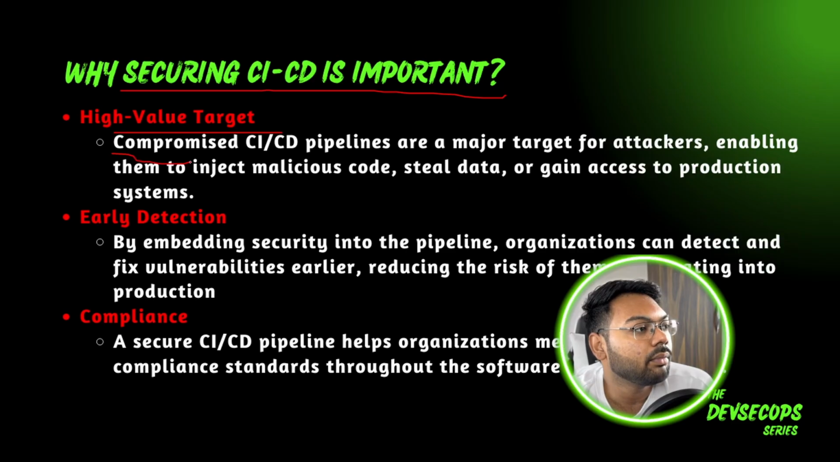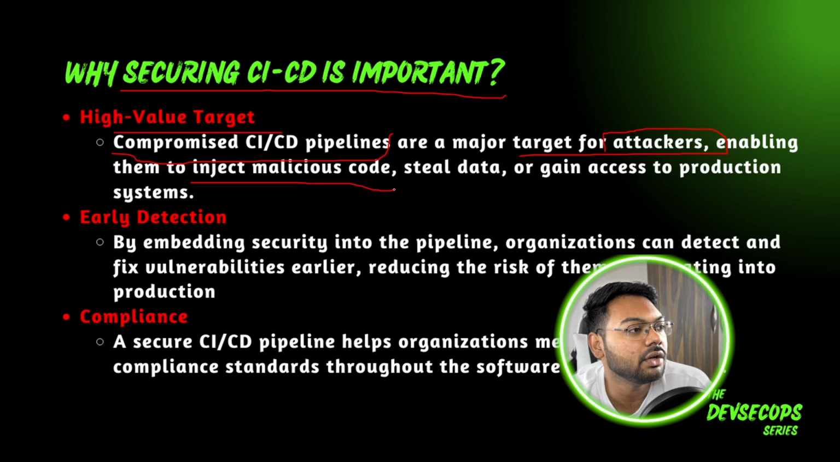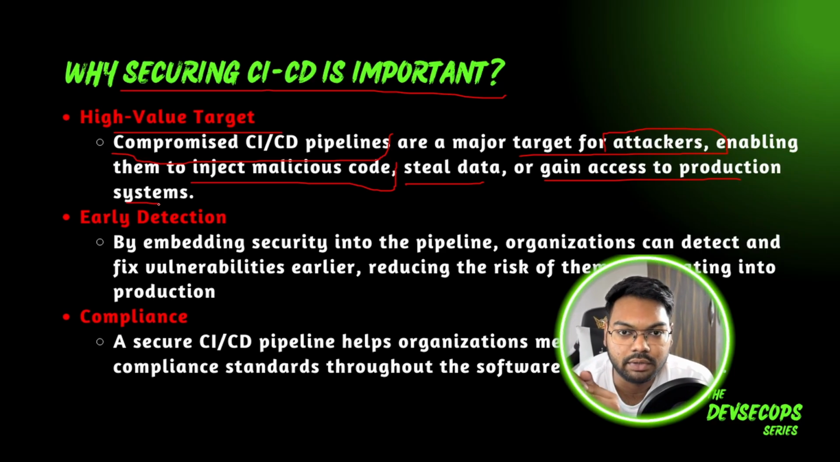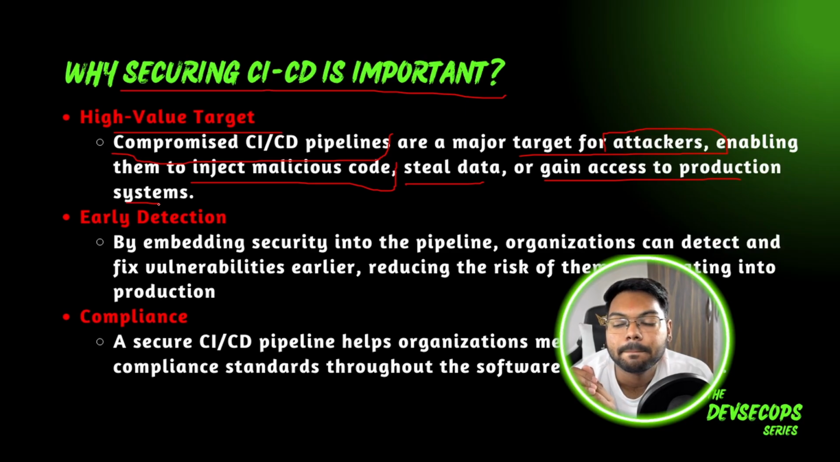Now, compromised CI/CD pipelines are a major target for attackers these days, enabling them to inject malicious code, steal data, or gain access to production systems, because you are using runners. Let's say you have a Docker image, and what happens basically in CI or CD? You pull a Docker image from open source and then add your code to it, and then it is built into another Docker image, and then it is deployed. Now, if someone tampered with the Docker image which is being pulled from the source, and it is being pulled into your runners, let's say.